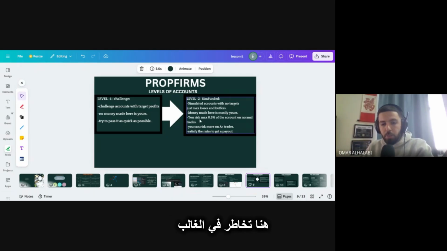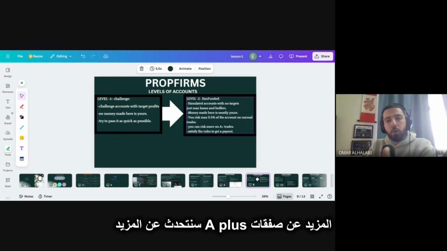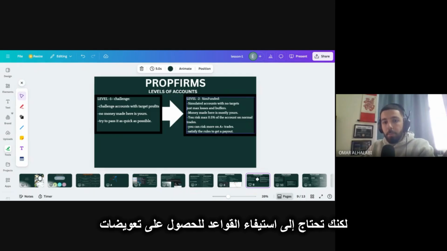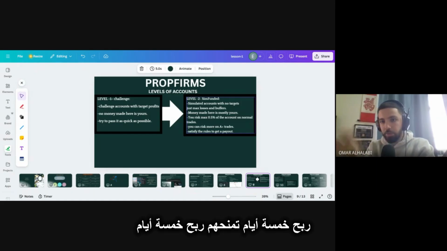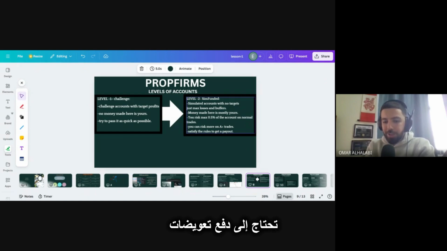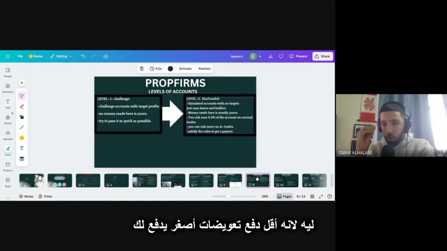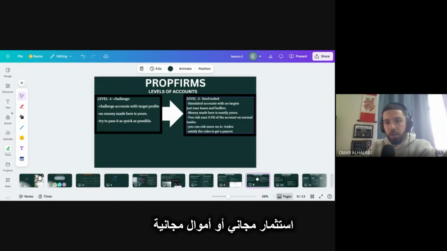Here, you risk mostly 0.5% of the account on normal trades. You can risk more on A+ trades. We're going to speak more about that. But you need to satisfy the rules to get a payout. That's your goal here. For example, they want 5 days of profit, you give them 5 days of profit. What's your goal at the funded level? You need to take a payout. Why? Because the smallest payout pays for your account. And once you pay for your account, it's basically free investing or free money to do whatever you want.